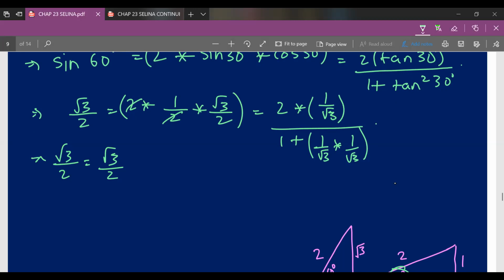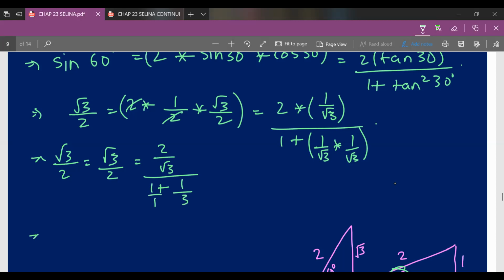But our question does not stop here. We have to prove that 3 sides are equal. Over here we have only proved 2 sides are equal. So we'll move on forward. So 2 into 1 upon root 3 will be 2 upon root 3, whole divided by 1 plus 1 upon 3. Why? Because 1 into 1 is 1 and root 3 into root 3 is 3. So 1 upon 3.